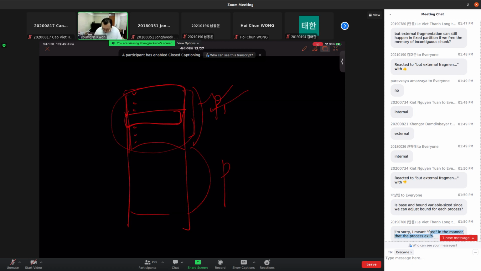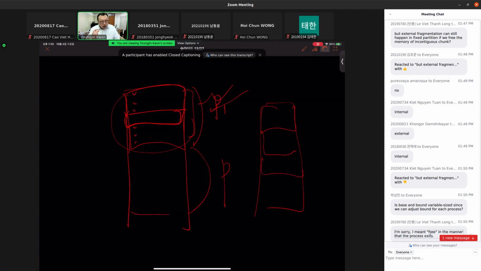When a process exits, it's the same thing here. I always allocate a fixed chunk. So the process exits and this chunk is gone. When a new process comes, this free chunk can be used. So there is no external fragmentation. If physical memory is managed in the same size chunks, there is no external fragmentation.